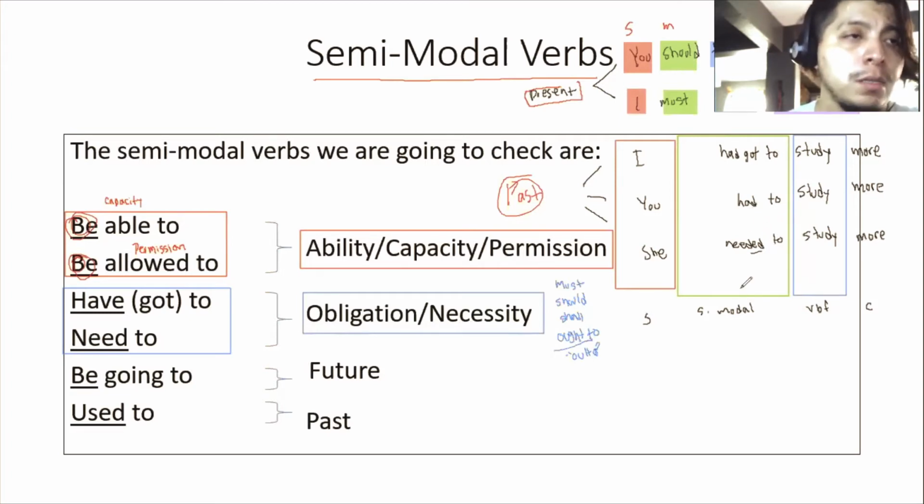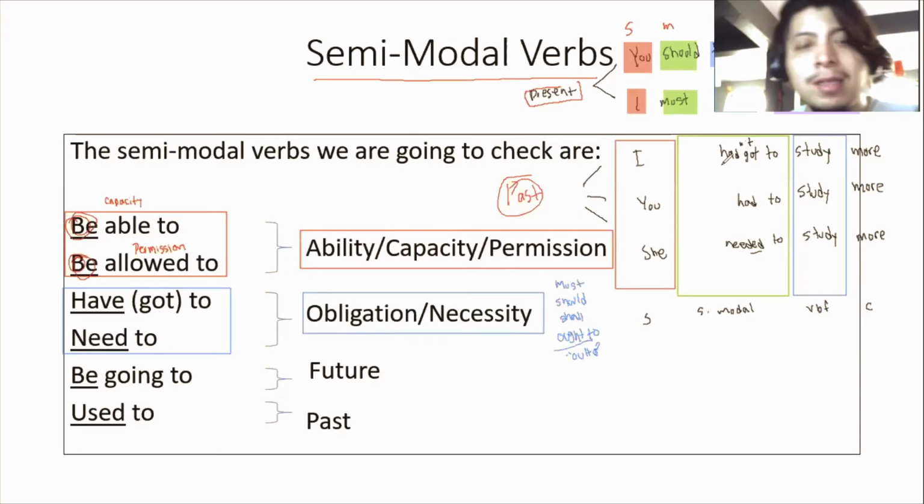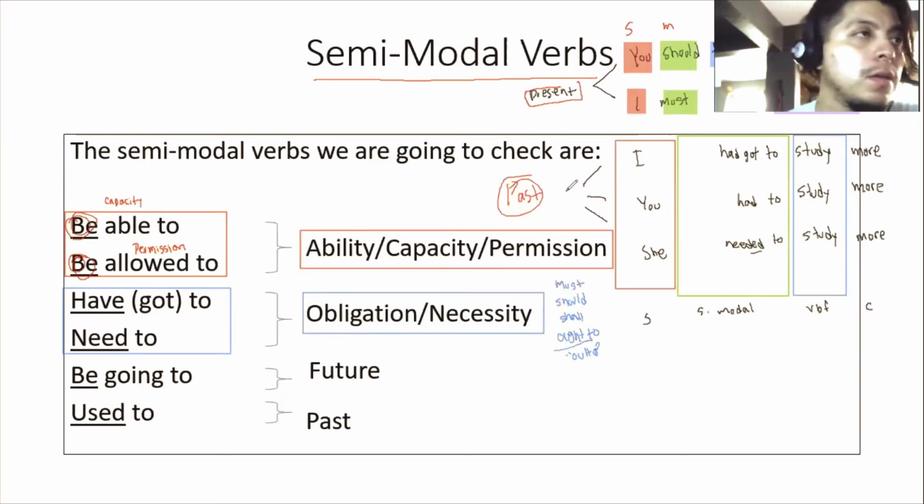The problem is, how do you say this in a negative? Hadn't? No, because hadn't is the auxiliary of the past perfect, and this is not the past perfect. This is the simple past. So what is the auxiliary for the past? The auxiliary for the past is did.